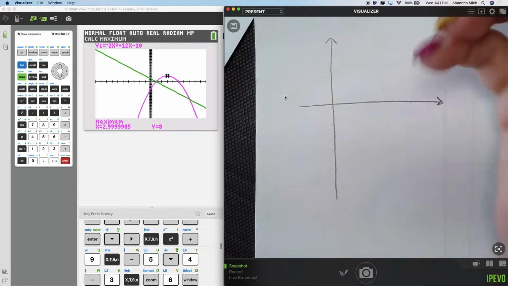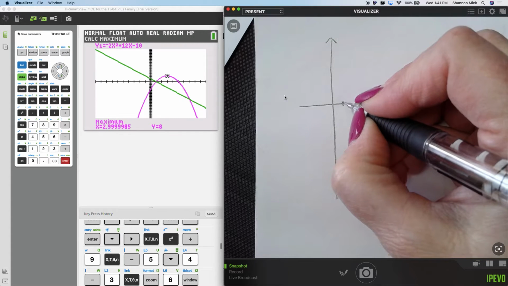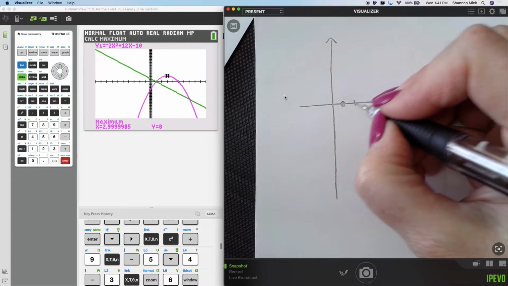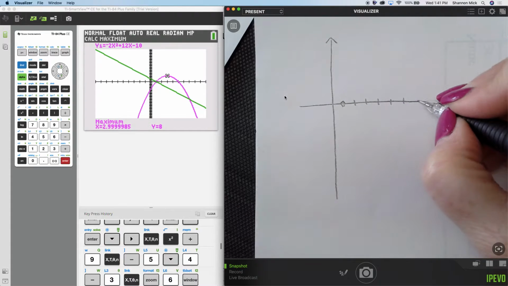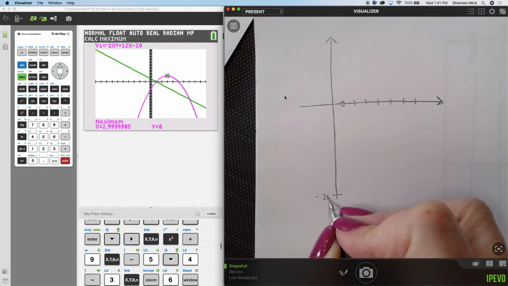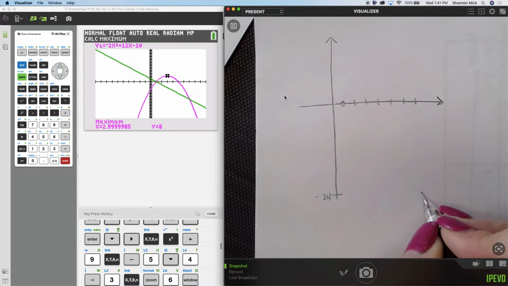And we knew that it intersects at 1, 0. And then 1, 2, 3, 4, 5, 6, 7. And negative 24. Look at that, negative 24. This is so not to scale, isn't it?